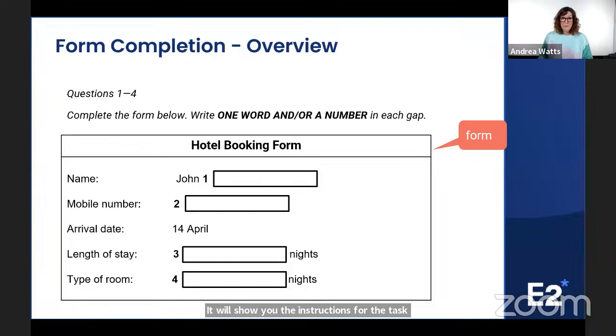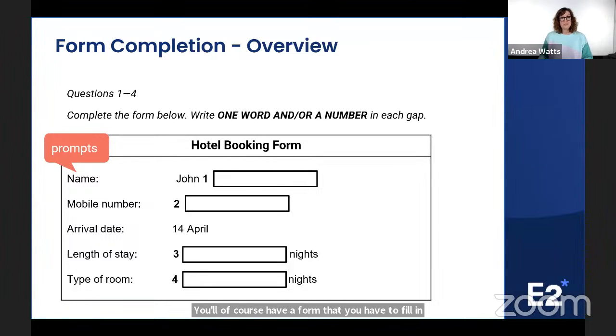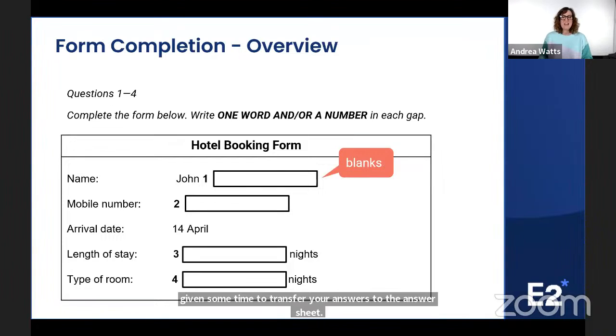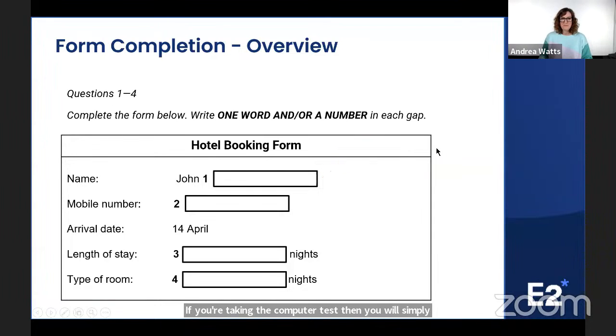You'll, of course, have a form that you have to fill in during the audio. And there will be some prompts. The prompts are the questions that you have to answer. So we've got things like name, mobile number here. And of course, the blanks that you have to fill in the answer to. Now, remember, if you're taking the paper-based IELTS test, you'll write your answers into the blanks. And then at the end of the test, you'll be given some time to transfer your answers to the answer sheet. If you're taking the computer test, then you will simply type your answer into the blanks.